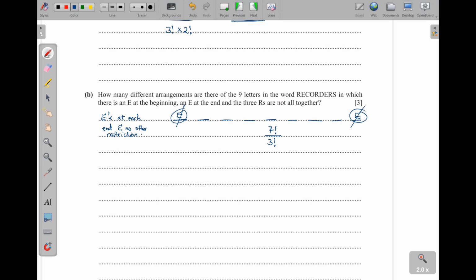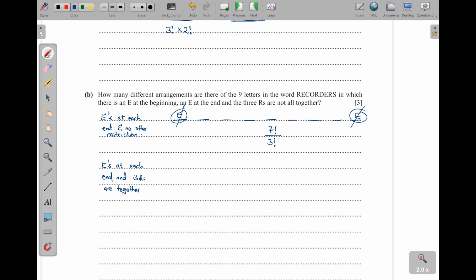Then I can also have the E's at each end, and the 3 R's are together.